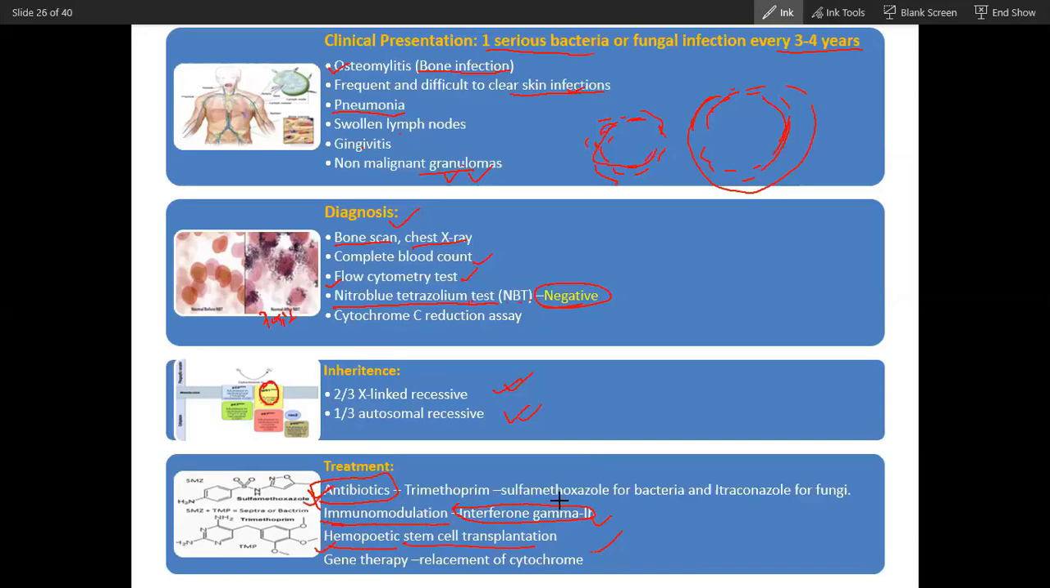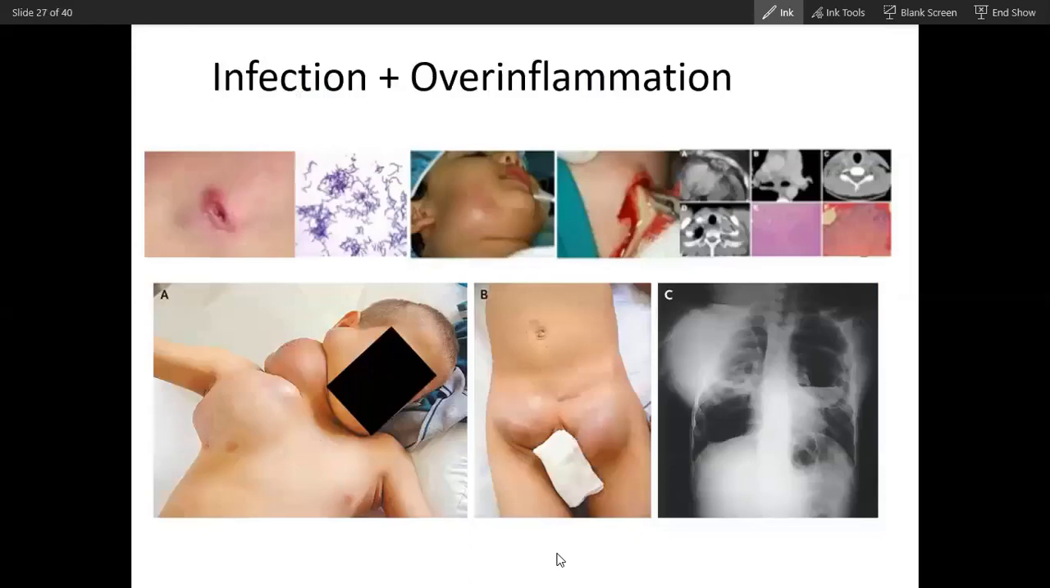Which antibiotic? Sulfonamide group of antibiotic. Trimethoprim, sulfamethoxazole. These are sulfonamide group of drugs. And now the definitive treatment is transplantation, stem cell transplantation. So this is the presentation you can see here. In such patients, you will see infection plus over-inflammation.